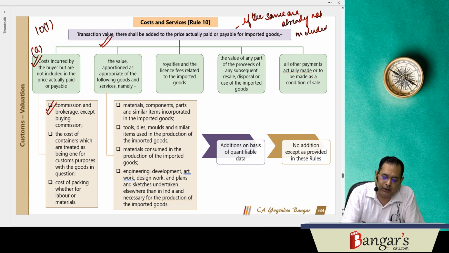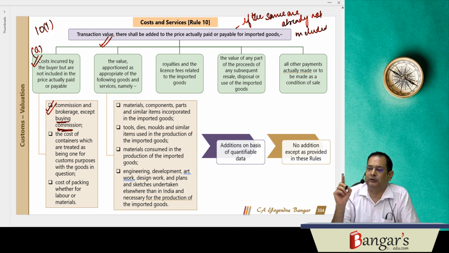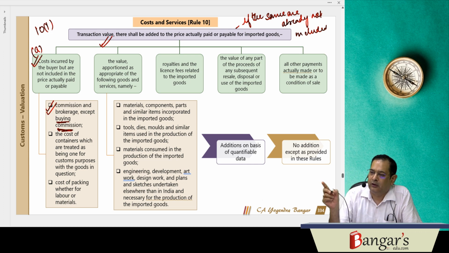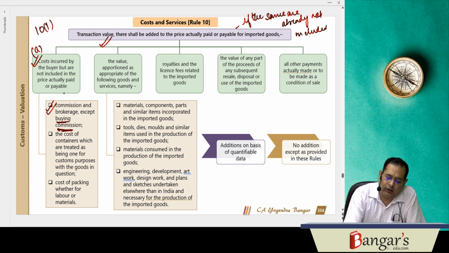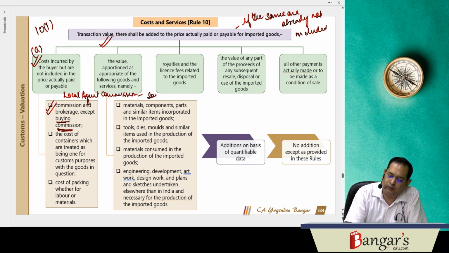What will not be added? Buying commission will not be added. What is buying commission? Buying commission is the fees paid to the agent who is representing the importer abroad. In case of any local agent commission, if they have specifically mentioned local agent commission, the same will be included.